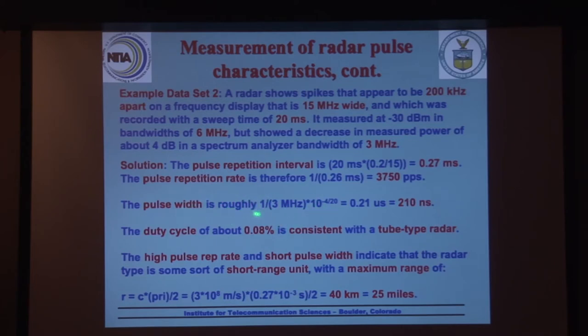But characteristic where we get a 0.27 millisecond interval between pulses, that's 3,700 pulses per second. 210 nanoseconds is the pulse rep interval, clearly a short-range radar. Duty cycle, 0.08%, again, tube type. What's its maximum range? 25 miles. What do you think? Terrestrial air search? No. How about airborne? Might be.